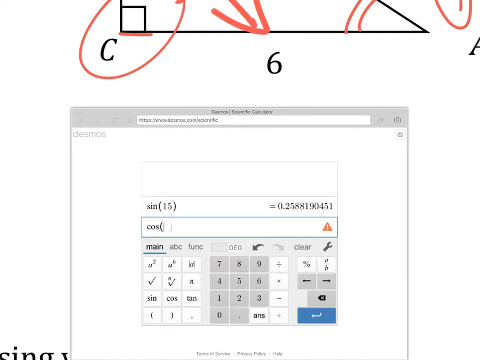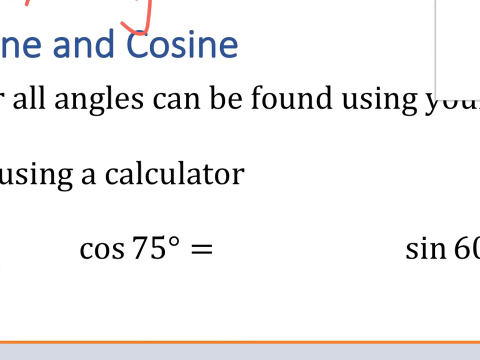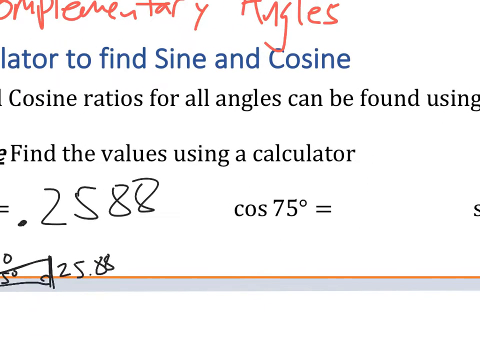Cosine of 75, right? Whoa, well, that's the same thing. Sine of 15 is the same as the cosine of 75. That's strange. Or is it? So it was 0.2588, right?